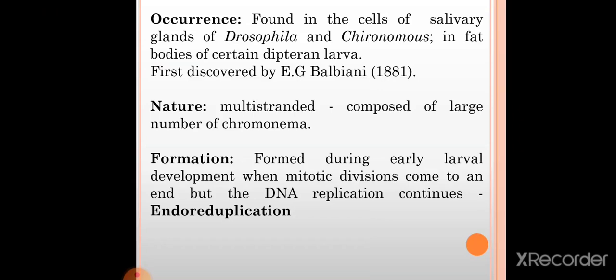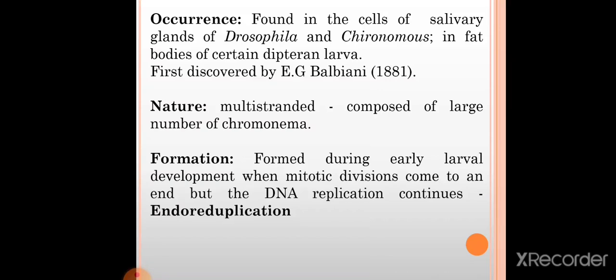Now, where do you find these polytene chromosomes? They are basically found in the cells of salivary glands of Drosophila and Chironomus larvae, and in fat bodies of certain dipteran larvae. It was first discovered by E.G. Balbiani in the year 1881. Now these polytene chromosomes are multi-stranded, hence the name polytene. Poly means many, tene means the fibers or the strands. So since the structure of these polytene chromosomes is made up of many strands, it is named polytene chromosomes.